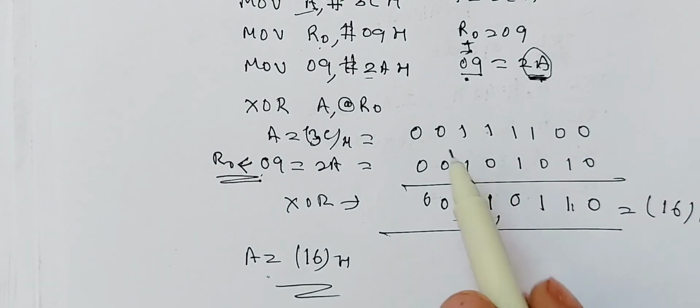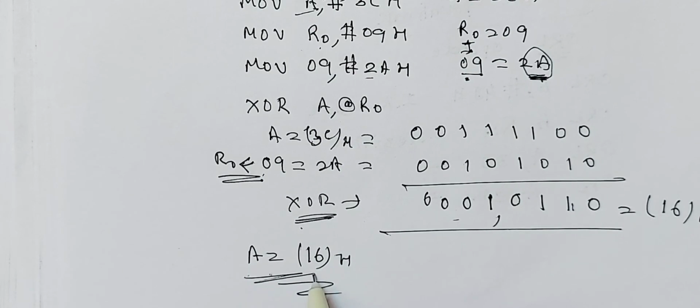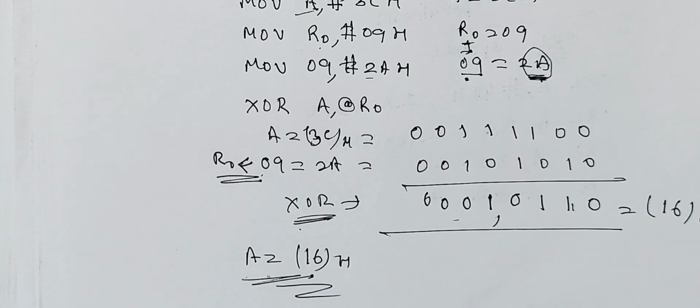In this way, perform each bit of both the data by exclusive OR gate, you will get 16H, and the final 16 is stored in A only. So no flags are affected during OR operation, AND operation, XOR operation, and so on.